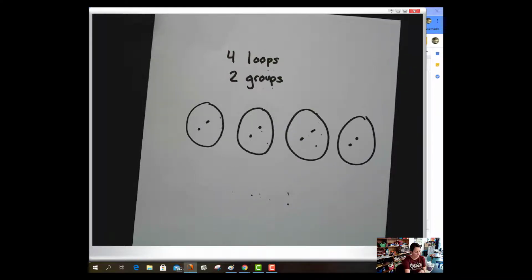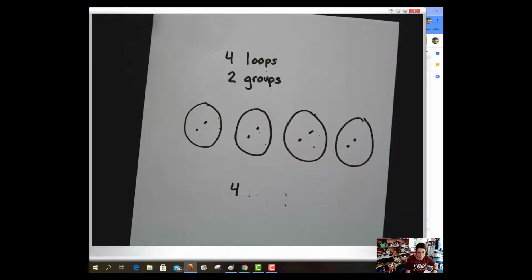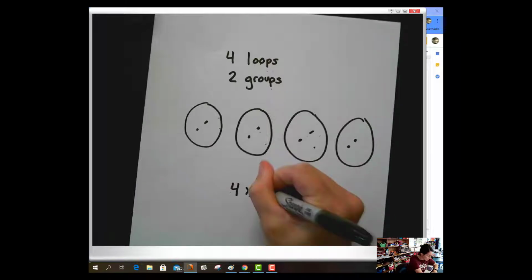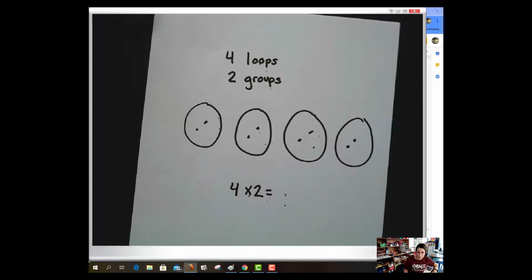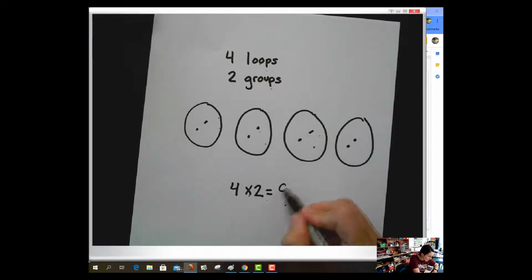Alright, let's see if you can do it. I have 4 loops. 4 times how many in each one? 2. And now I just have to figure out my total, and for this I'm going to skip count by 2's. 2, 4, 6, 8. 4 times 2 is 8.